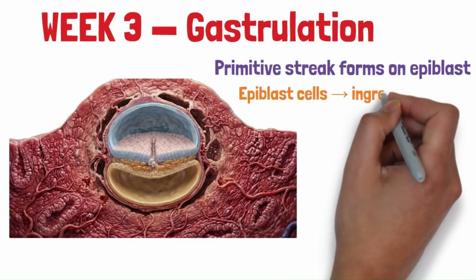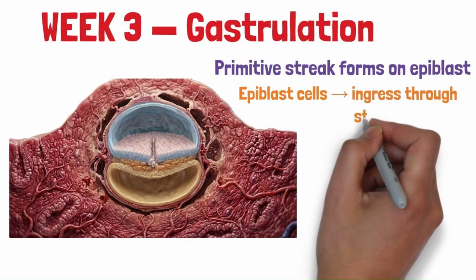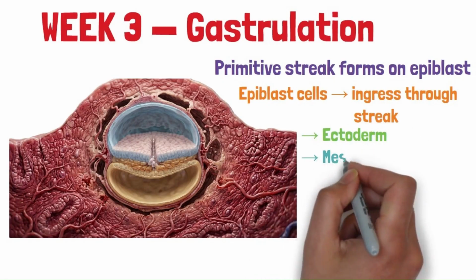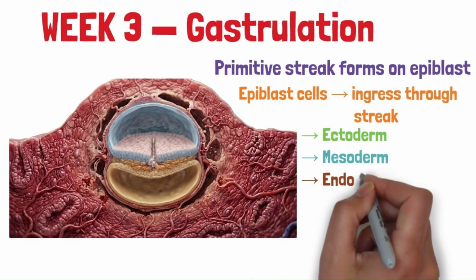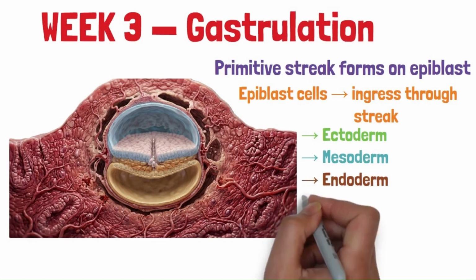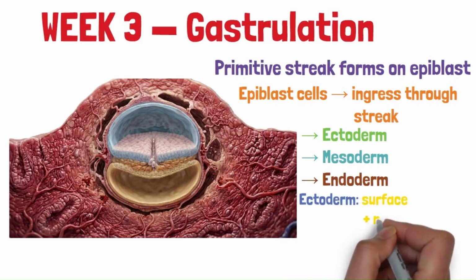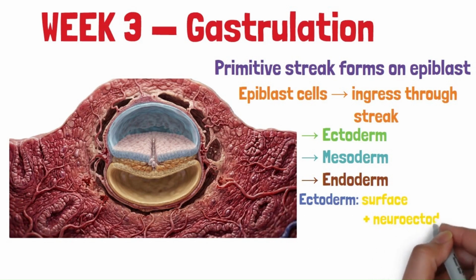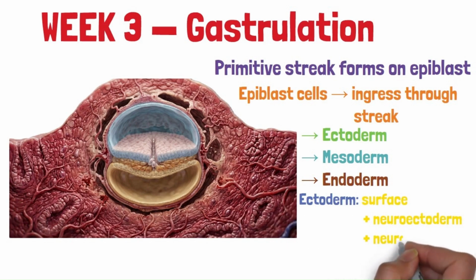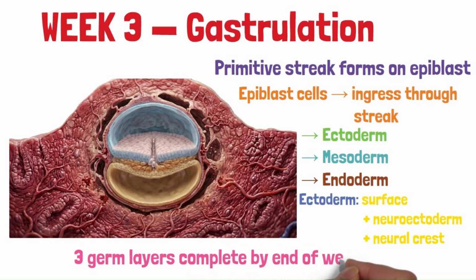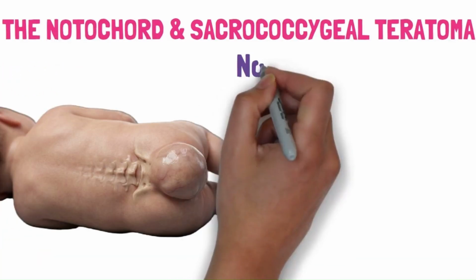What's left on the surface, plus what forms the nervous system, is ectoderm. That's surface ectoderm, neuroectoderm, and neural crest. The middle layer, mesoderm, splits into paraxial, intermediate, and lateral plate. You will see these become muscle, kidney, and body cavity linings later. And endoderm becomes your gut tube and its associated organs. By the end of week 3, all three germ layers are in place. Everything in the human body traces back to one of these three.